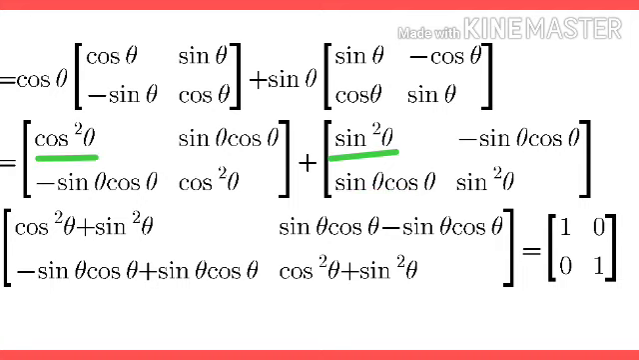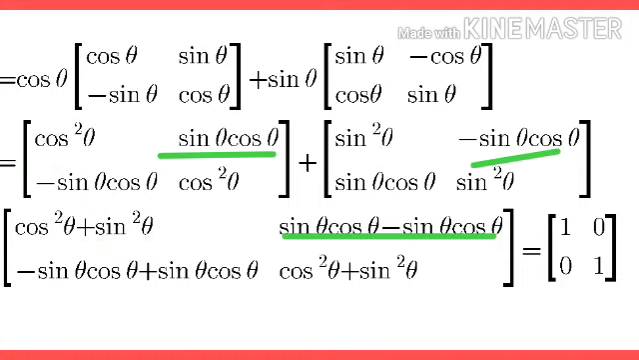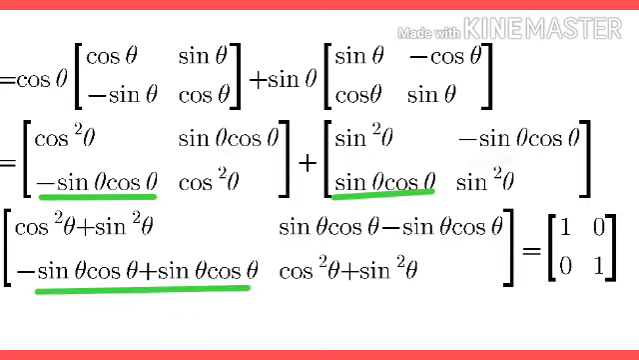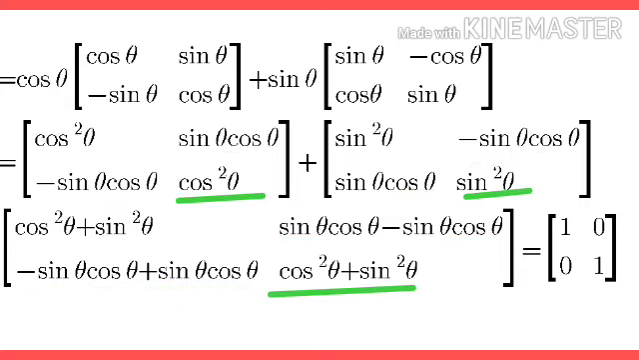So the first element will be added to the first, the second element will be added to the second. It means corresponding elements will be added to each other. So a11 to a11: cos square theta plus sin square theta, first element. Second element: sin theta cos theta plus minus sin theta cos theta. Same here: minus sin theta cos theta plus sin theta cos theta, and the last, a22 to a22, which is cos square theta plus sin square theta.